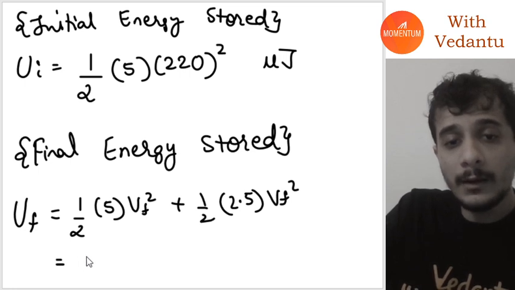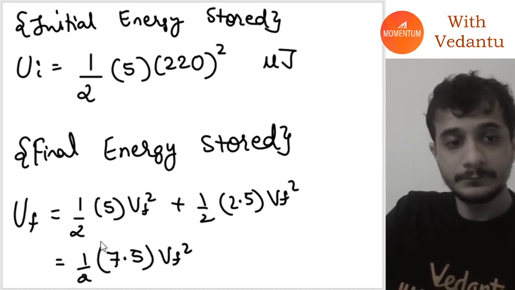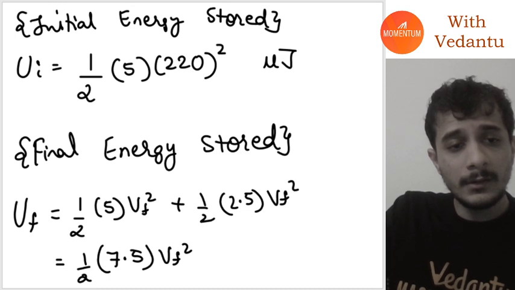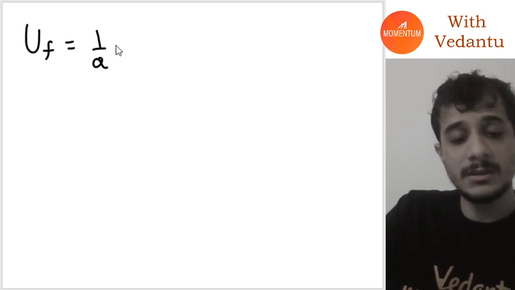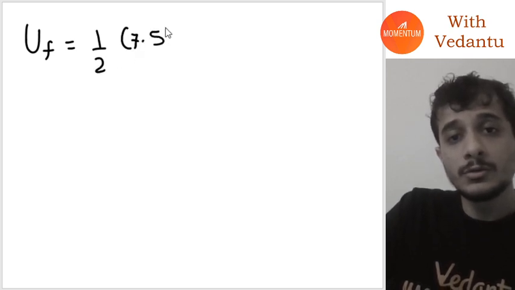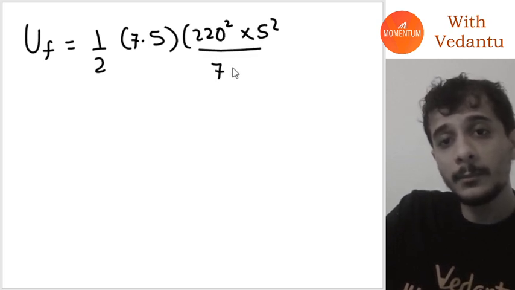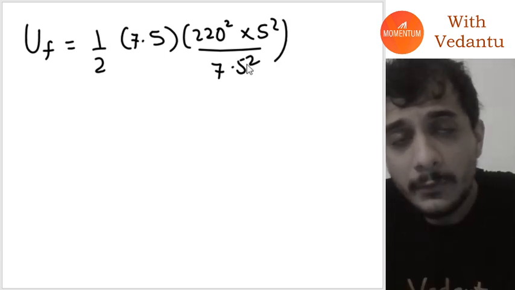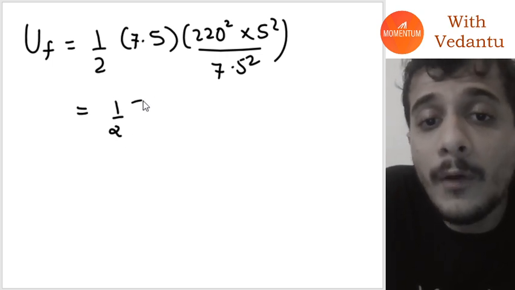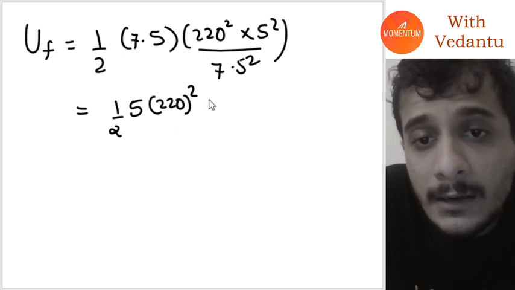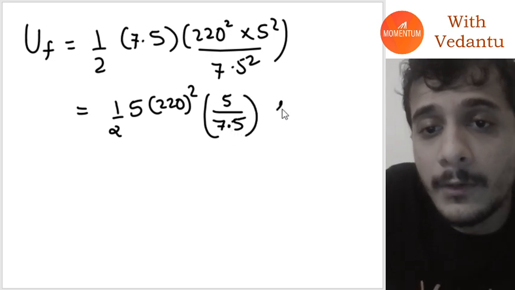That if you write, it will be half into 7.5 into Vf square. Okay, let's calculate this final energy a little bit more precisely. So the final potential energy will be nothing but half into 7.5 into 220 square into 5 square divided by 7.5 square. Okay, guys. Now, if you rearrange it a little bit, this will just become half into 5 into 220 square into 5 divided by 7.5. Okay, 5 divided by 7.5 microjoules.